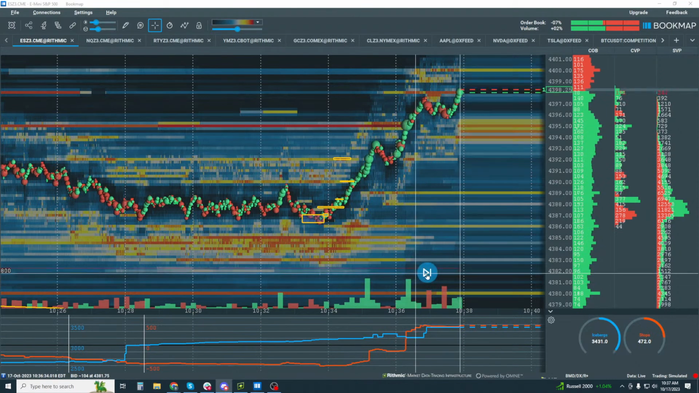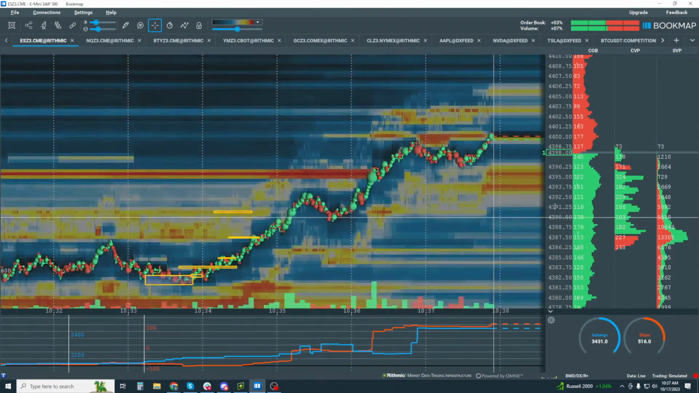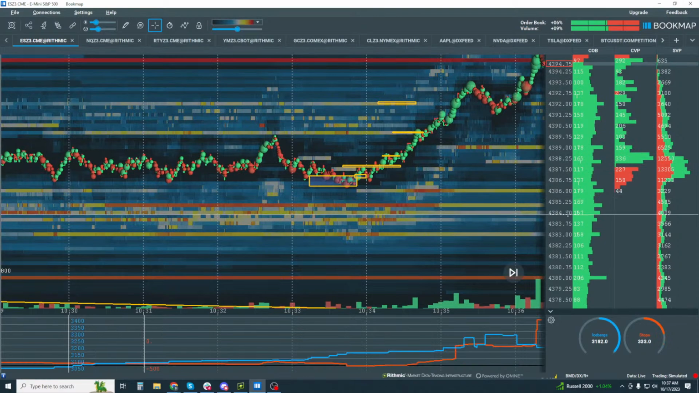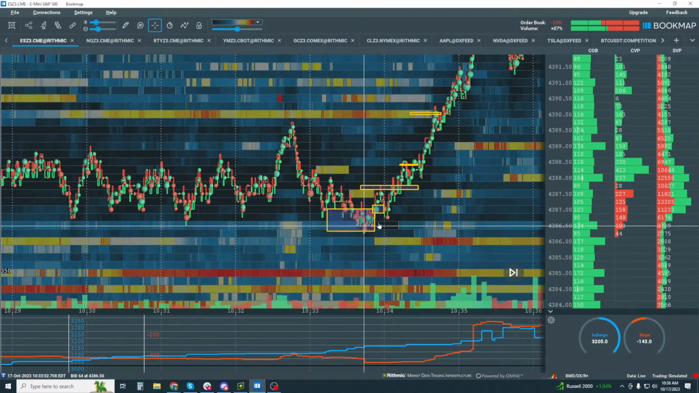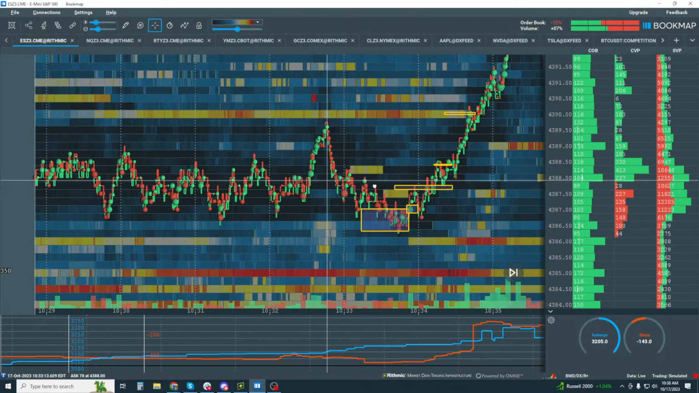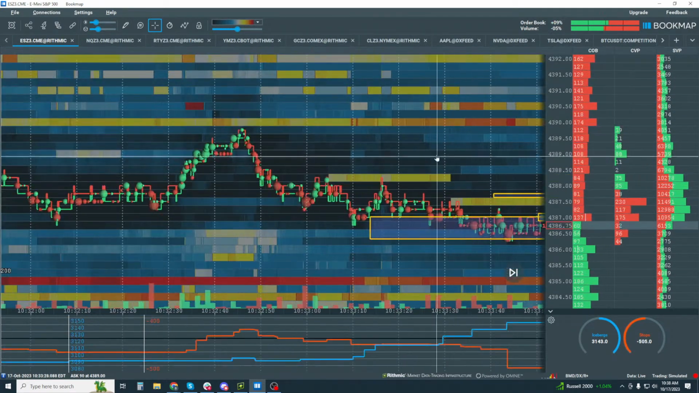So guys, this is what helps us here in Bookmap, is understanding this context in here. And I got duped. I got duped by it in here.